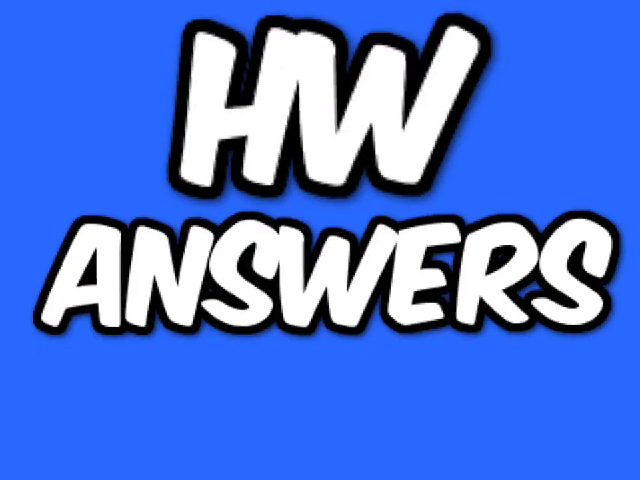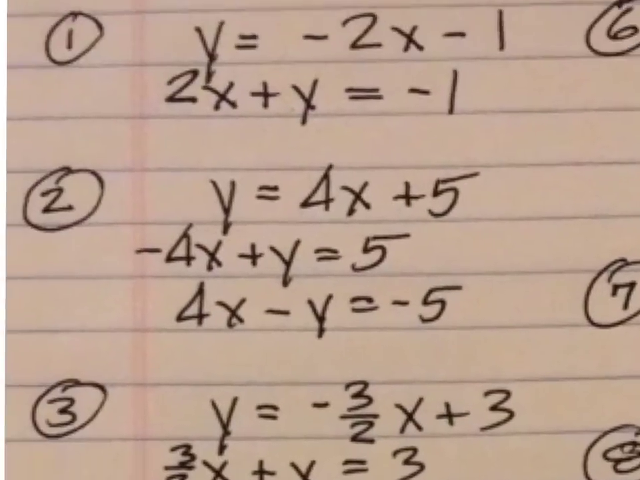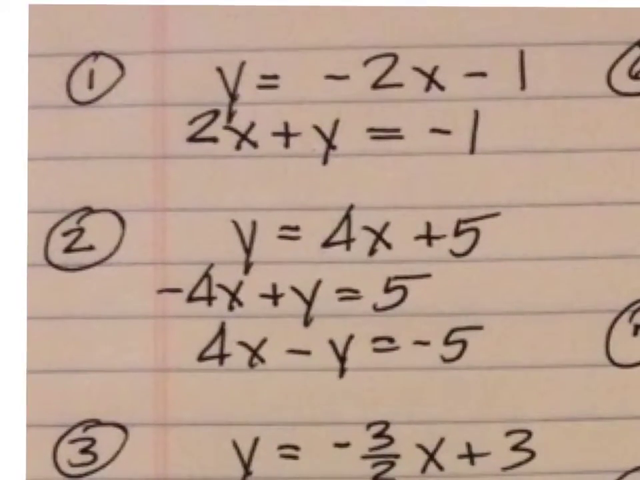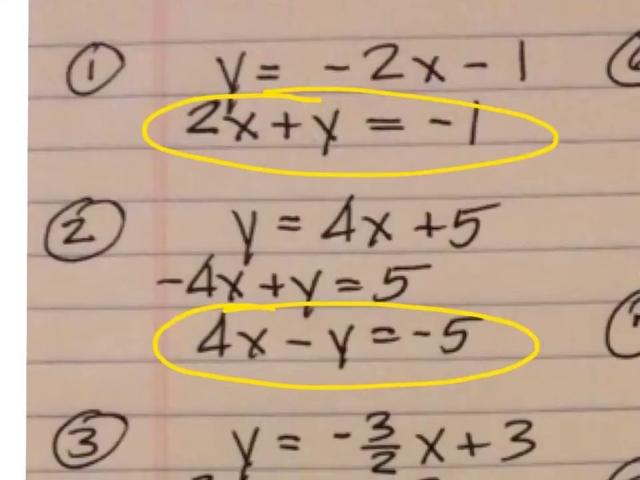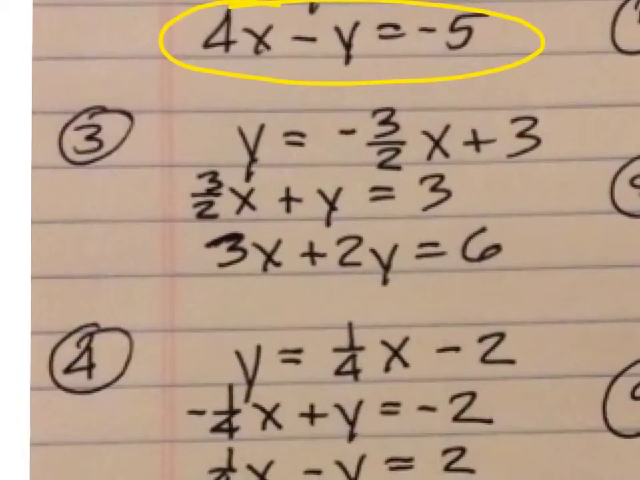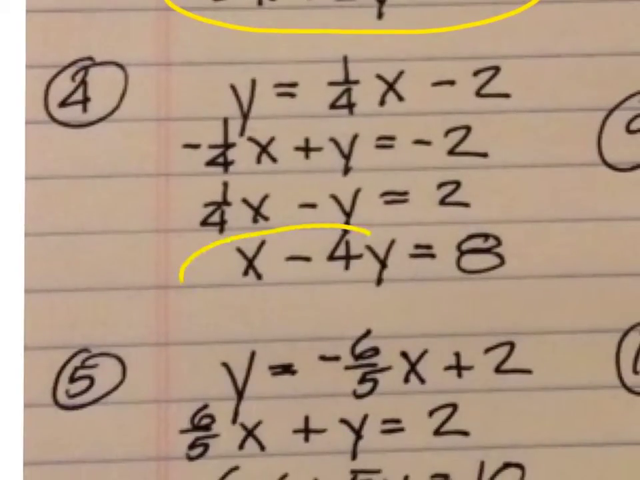Here are the homework answers. These are 1 point each. So we'll go up here, and the answer for number 1 is 2x plus y equals -1. 2 is 4x minus y equals -5. 3 is 3x plus 2y equals 6. 4 is x minus 4y equals 8.